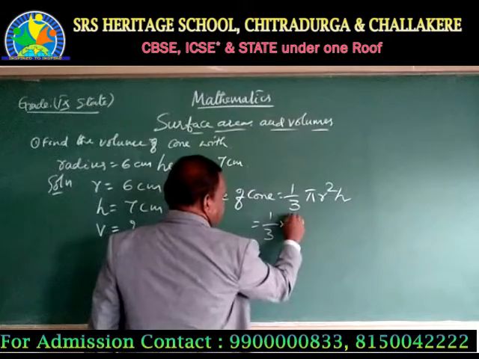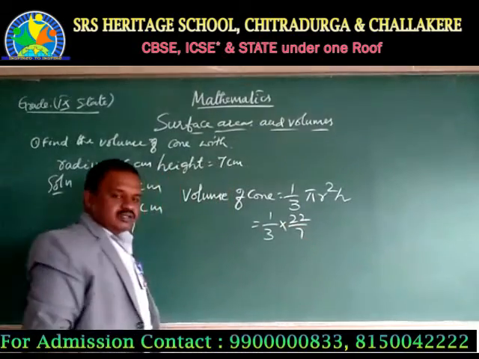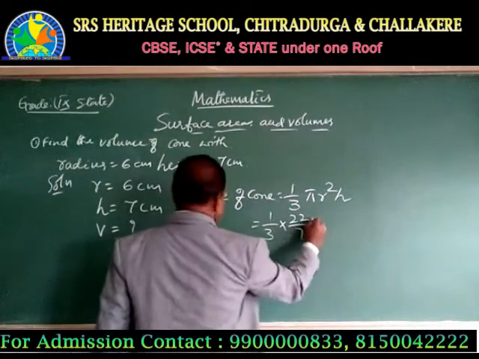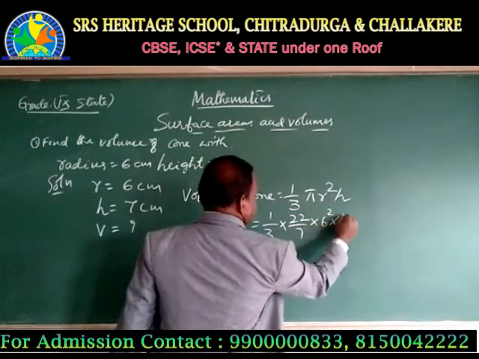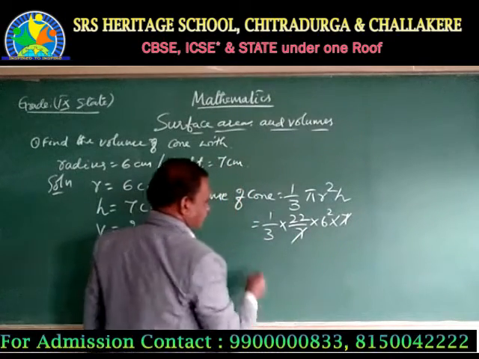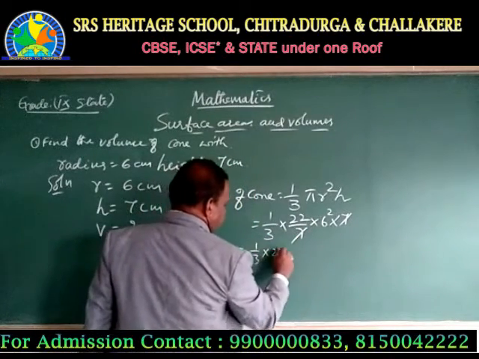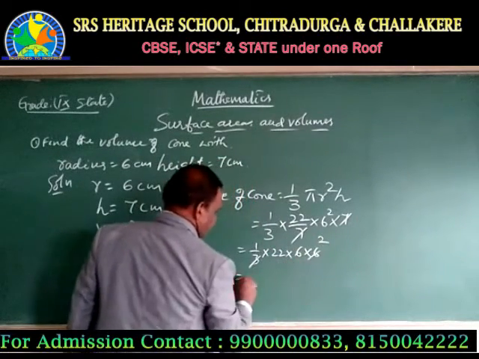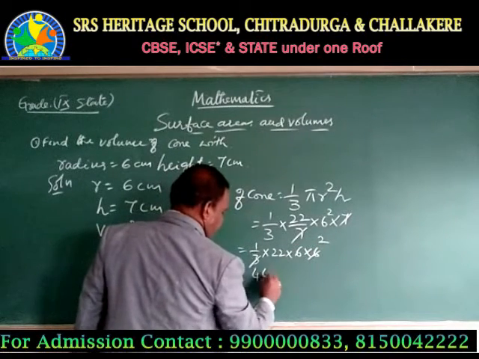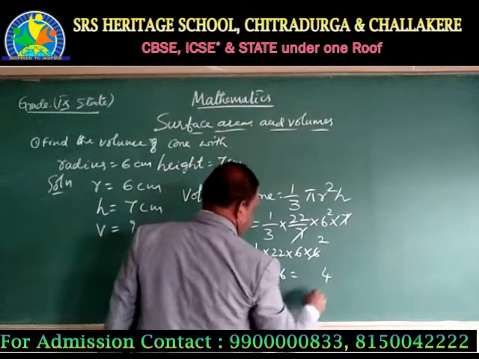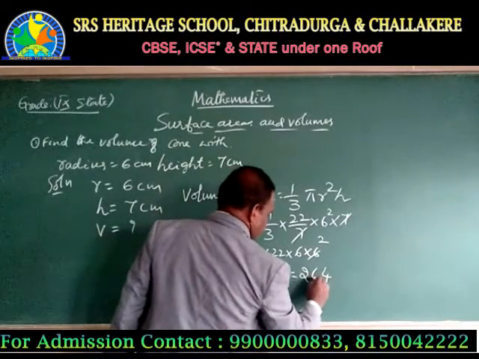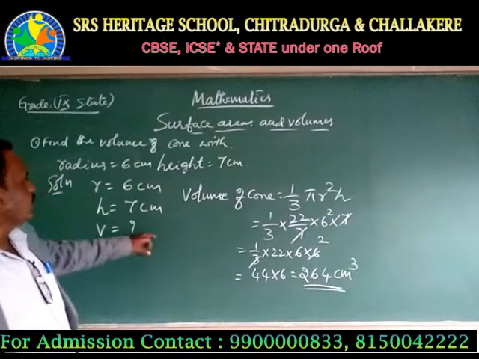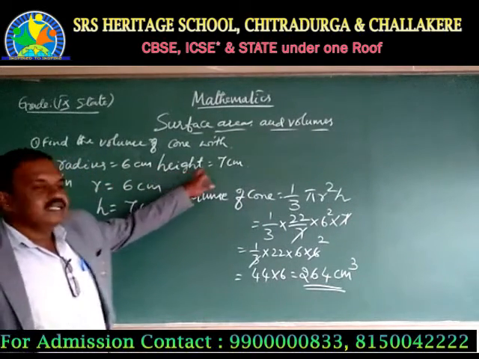So 1/3. What is pi? If it is not mentioned, you can take pi as 22/7. So r is 6 square into height is 7. 7 gets cancelled. So 1/3 into 22 into 6 square, which can be written as 6 into 6. 3 2s are 6. So 22 into 2 is 44, into 6, so 264 centimeter cube. This is the volume of a cone with radius of 6 centimeter and height 7 centimeter.